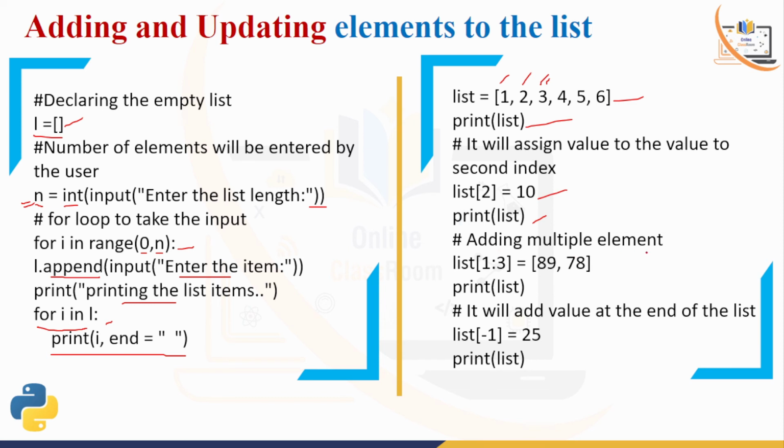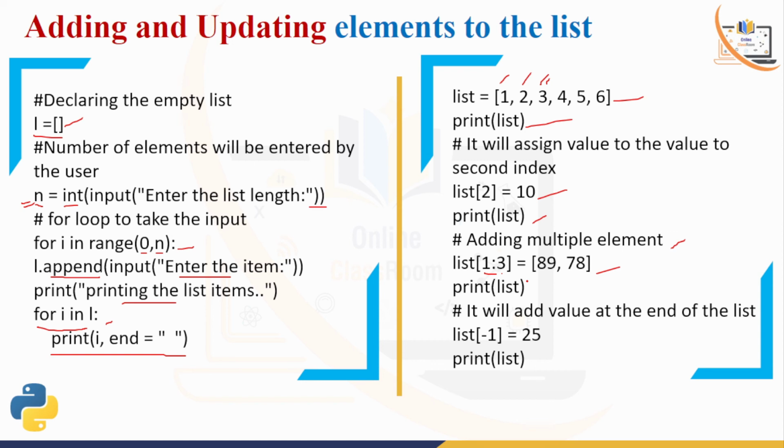and suppose we are adding multiple elements. So that was updating only a single element. Now we can update multiple elements also in the same command, right? So that is 1:3, it means the values at index 1 and 2. So 3 means -1, you already know that. So index value 1 and index value 2, right? So index value 1 is updated with 89 and index value 2 is updated with 78.